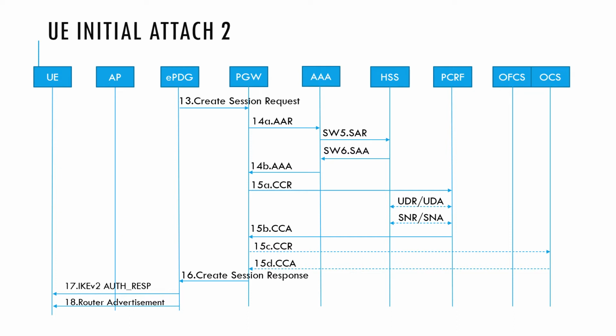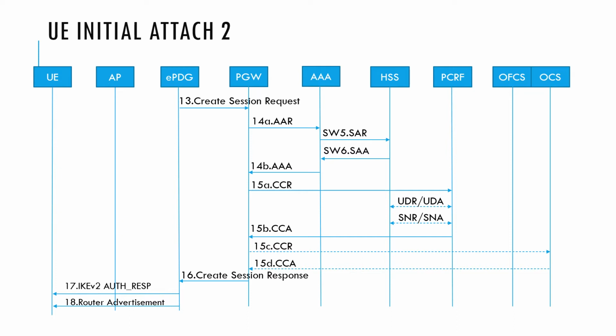the diameter success code. Now the P gateway has to update the PCRF and the charging entities like the OFCS and OCS. So it sends a CCR message to update the PCRF, and then a CCA message comes back from the PCRF, and then a CCR message is again sent to the OCS for updating the charging parameters, and the CCA comes back from the OCS.